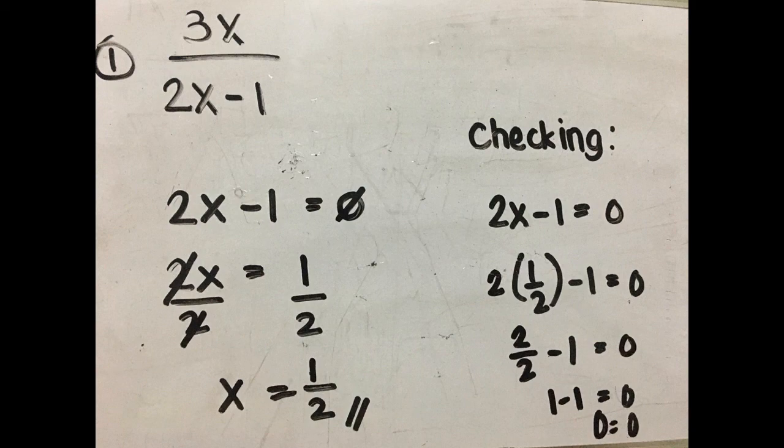Let's check. 2x minus 1 is equal to 0. Substitute the value of x, which is 1/2: 2 times 1/2, minus 1, is equal to 0. This becomes 2 over 2 minus 1 equals 0, or 0 is equal to 0. So this means we were able to make the denominator equal to 0, which makes our expression meaningless.